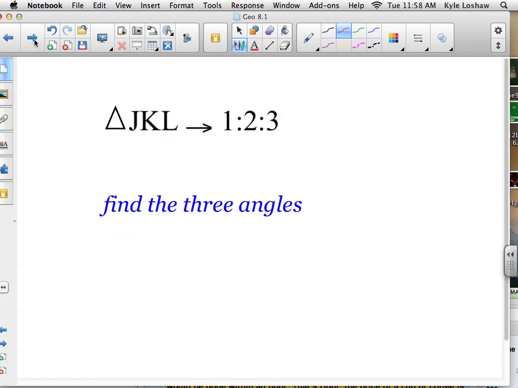So, to begin, let's talk about how we would deal with a ratio. In this problem, I have said that triangle JKL, and I want to relate the angles in a ratio of 1 to 2 to 3, meaning each angle is going to be bigger than the other. From 1 to 2, you should be thinking right now in your head, that means I need to double the size. And then from 1 to 3, that means I need to triple the size.